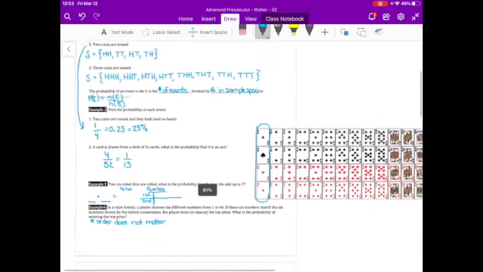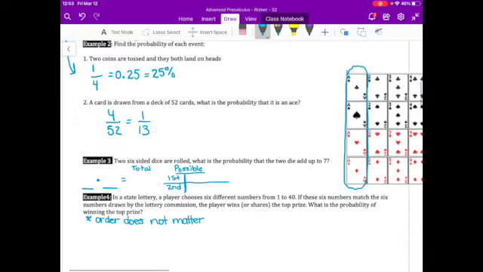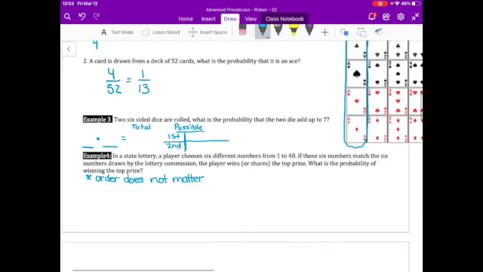I did the next one for you. Here's what your 52 cards could look like. I made sure to give you that picture in case you're not familiar with a deck of cards these days. And it says, what's the probability of an ace? Well, 4 out of those 52 could be an ace, which is 1/13. Again, you could change that to fraction and decimal if you wish.